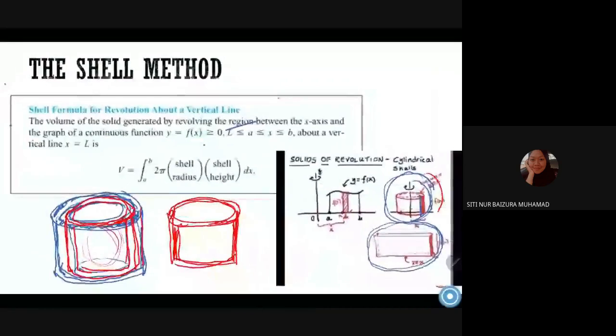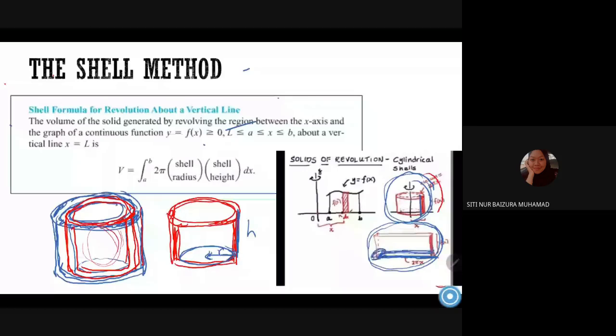So in this case, maksudnya to find the volume of a rectangle like this or cylinder shell ni, maknanya this is a keratan rentas of cylinder. So yang panjang ni adalah panjang apa ni kelas? This one, 2 pi x here. Okay, referring to the luas permukaan, the base of your cylinder, 2 pi r or 2 pi x for this case, multiply with the h, and the thickness is the lebar of your rectangle here.